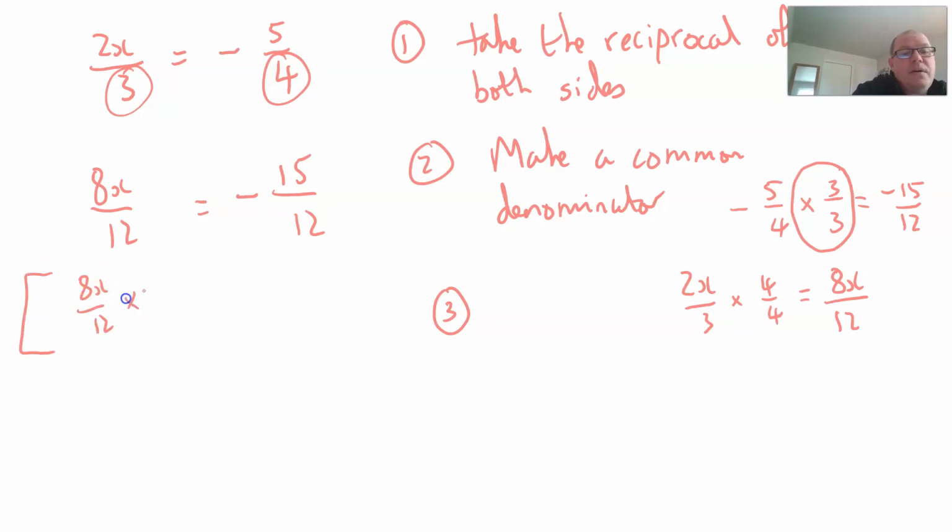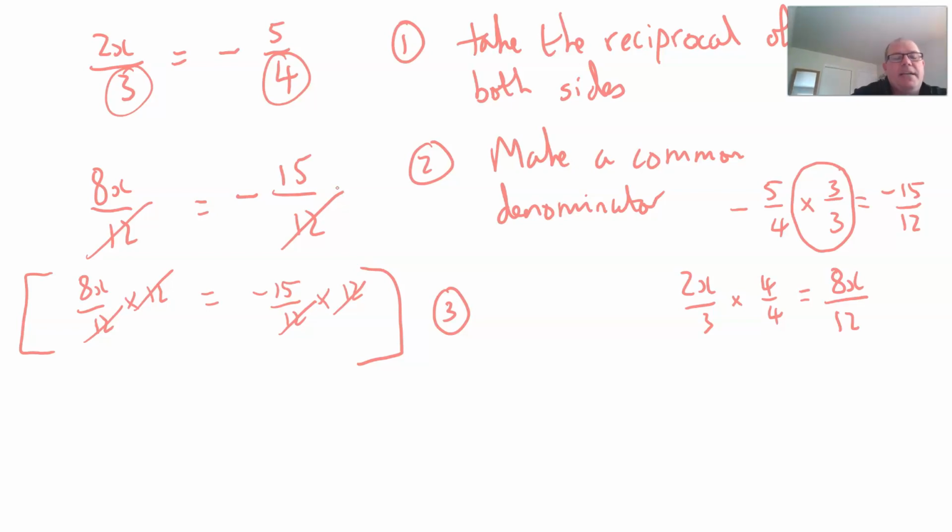8x divided by 12 times 12 equals minus 15 divided by 12 times 12. And obviously dividing by 12 and timesing by 12 cancels, and I generally don't show that. I go straight from this line. I cross out the 12, cross out the 12, because in my head I know that when you multiply everything by 12, you'll get rid of the dividing by 12s. Now this method only really works in this way because it's a fraction equals a fraction. So we end up with 8x equals negative 15.